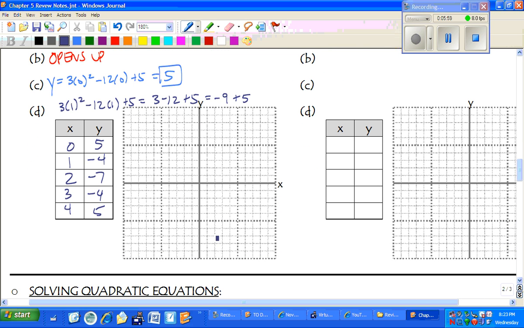So now we have enough points to sketch our graph. Our vertex is at (2, negative 7). We have a point at (1, negative 4). I'm sorry, that's (1, negative 4) there. (3, negative 4) is the first one I did. (0, 5), and (4, 5). So this one's going to be a tall, skinny parabola.